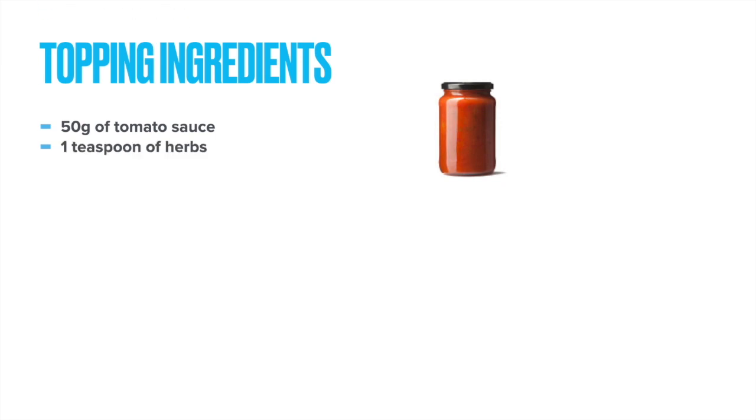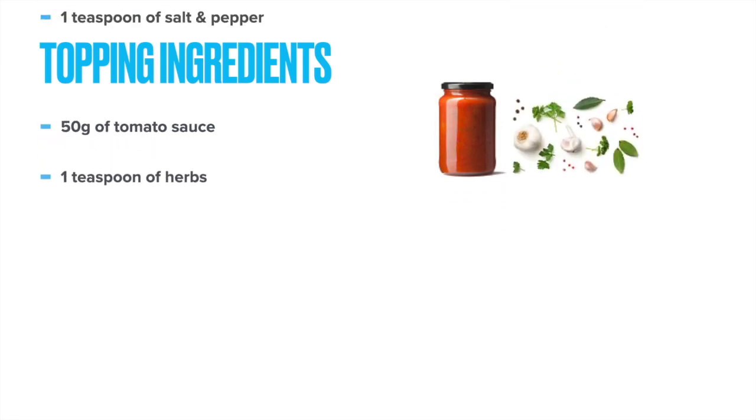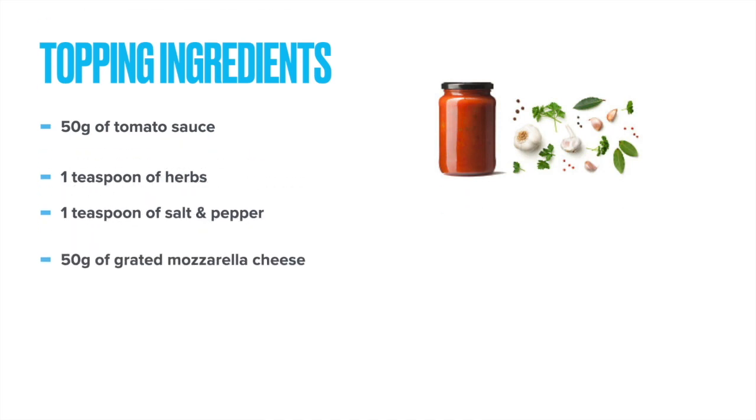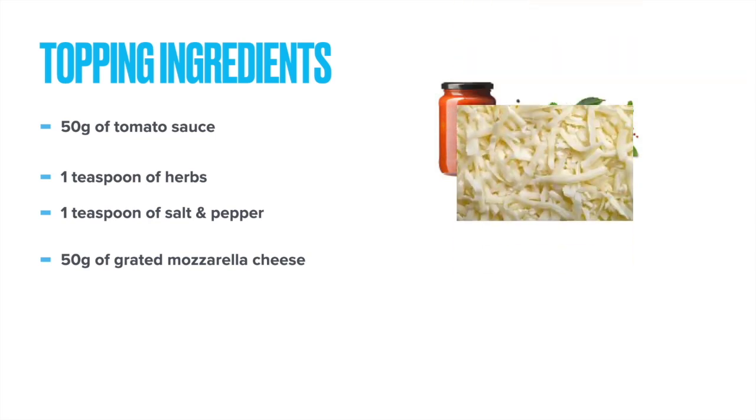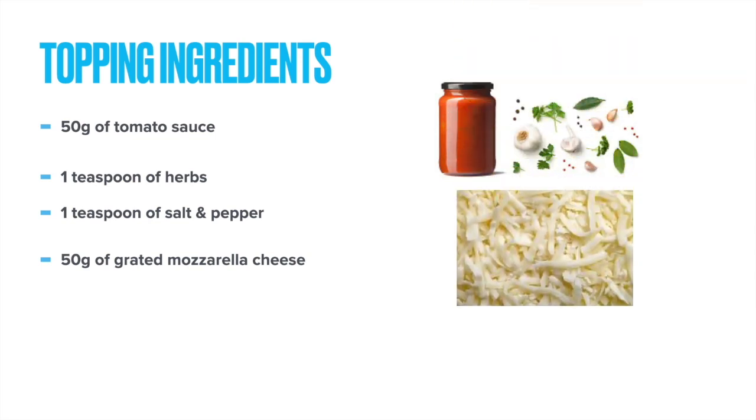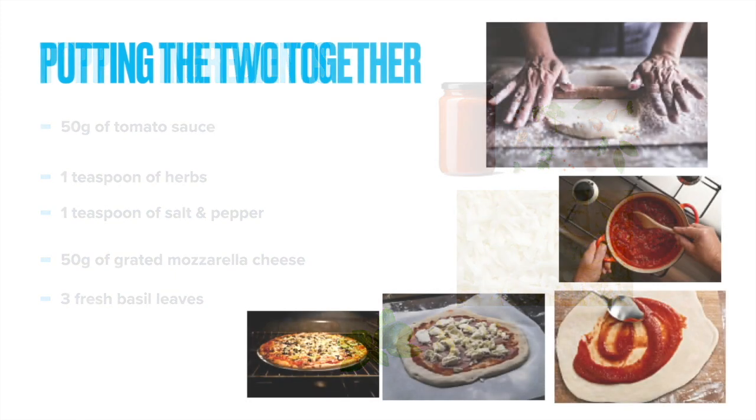Now for the topping ingredients, what do we need? Well, we have 50 grams of tomato sauce. Then we have 1 teaspoon of herbs. Then we have 1 teaspoon of salt and pepper. And 50 grams of grated mozzarella cheese. And 3 fresh basil leaves. These are the ingredients for the topping.